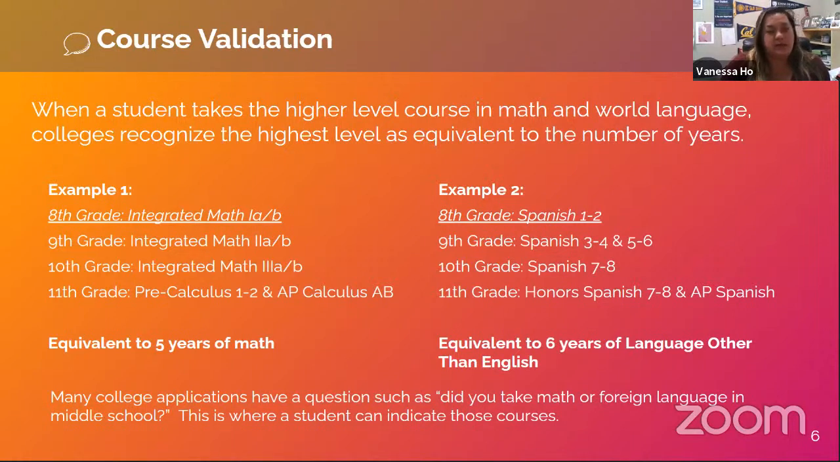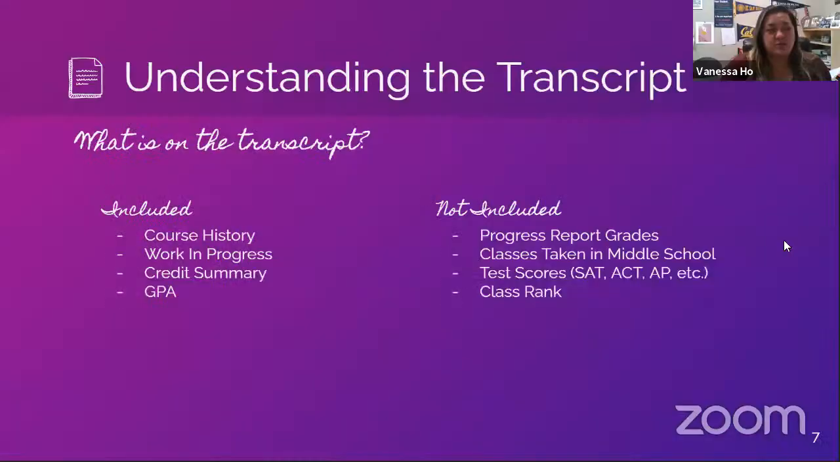So they would be able to indicate that they had taken a certain number of math or language other than English courses prior to starting high school in their application. And also, just as a reminder, all of these slides will be available on our website for you to view later, and it has clickable links and everything as well.